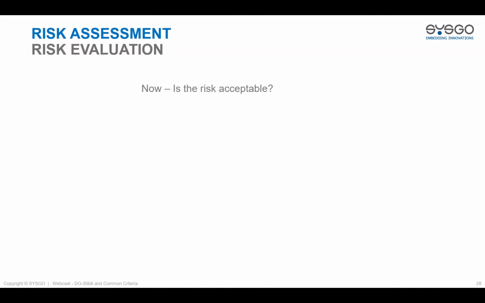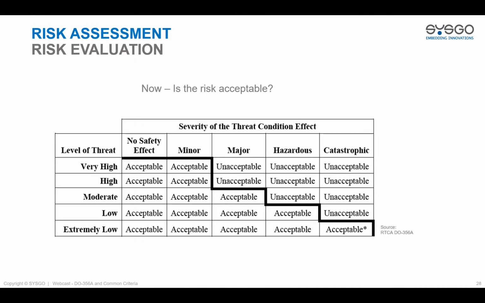Now, is the risk acceptable? Finally, you have the level of threat. You have the level of threat on the left side, and you have the severity of the threat condition. In this matrix, you can look up whether your current security measures are enough to secure the plane. If not, you have to take another round in the risk evaluation.